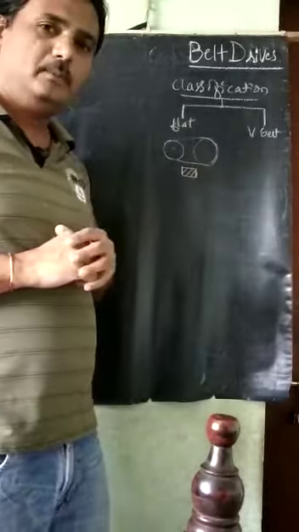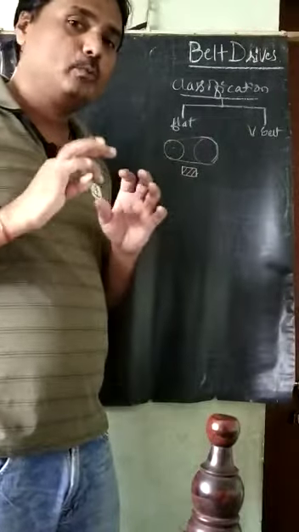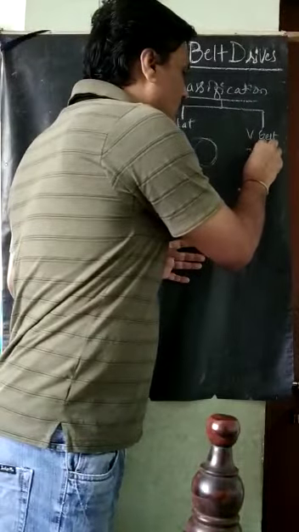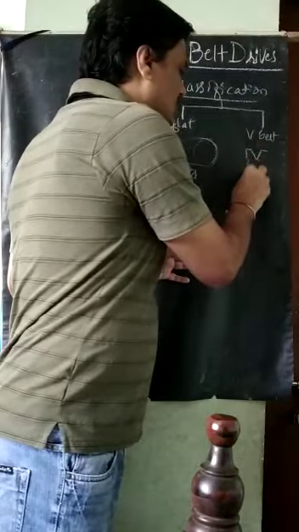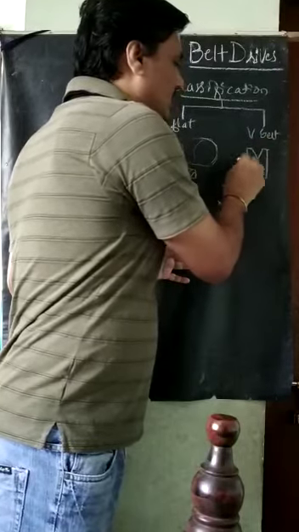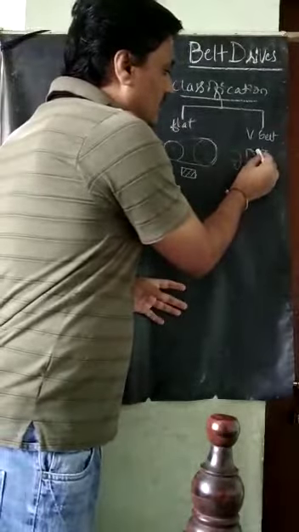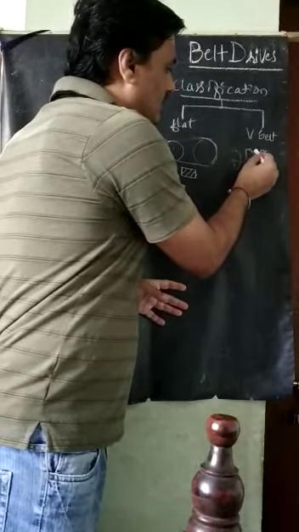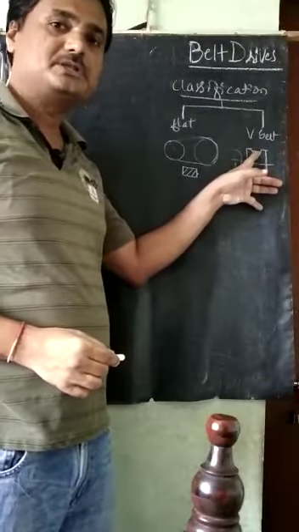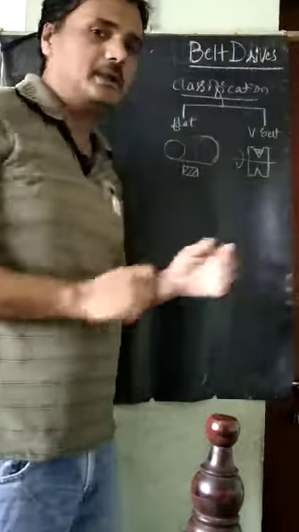Whereas in the case of the V belt, the pulleys are not flat, they are grooved pulleys. The grooved pulleys are like this in the side view, and they rotate like this. In these grooved pulleys sits the belt, which is almost in a trapezium or wedge shape. This is called the V belt.